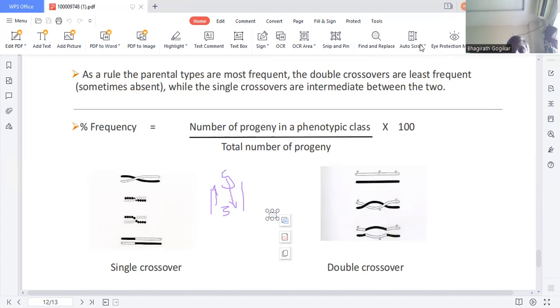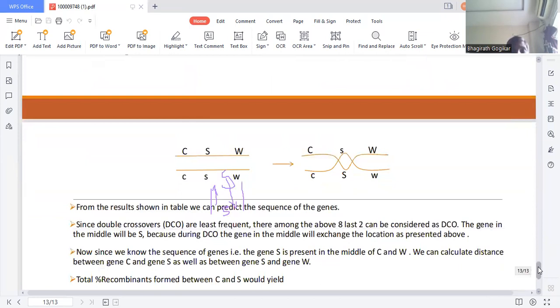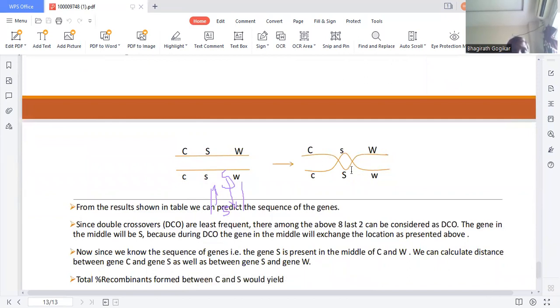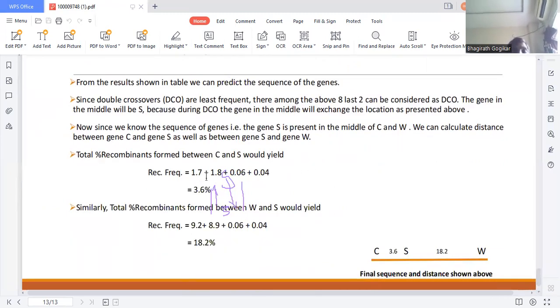So how can you calculate the gene order and distance between the two genes? See here, CSW and CSW. This is the parental type. The middle gene is S. With reference to two points, these chromatid portion segments are exchanged and we are getting double crossovers. So based on that, we can calculate that the total recombinants formed between C and S is 1.7, and we can write like this. The formula is also written in this way.